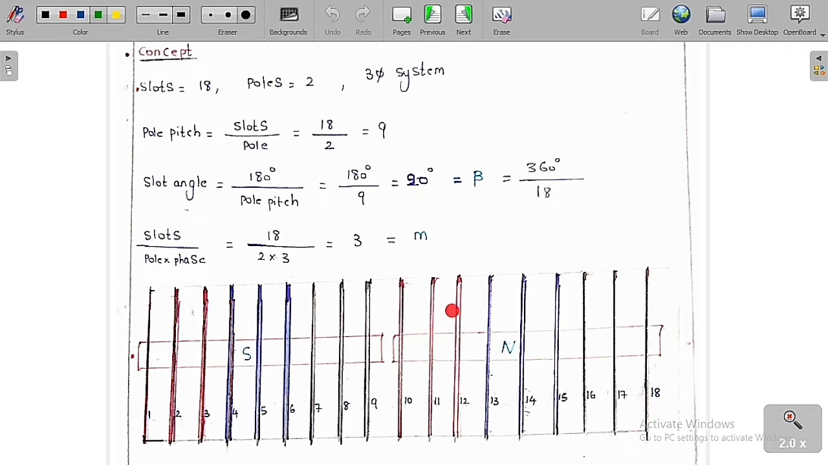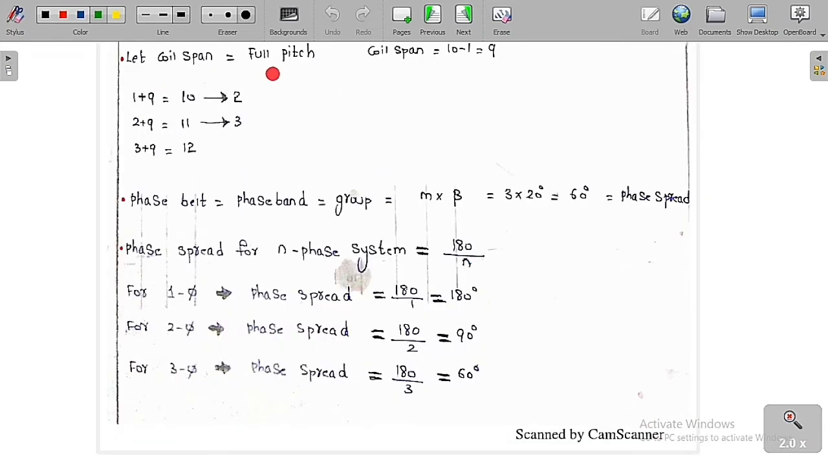Similarly, here also, these three slots for phase A, these three slots for phase B, and these three slots for phase C. So let me assume the coil span is equal to full pitch. What I told you, I am going to do the connection in such a manner, which is a full pitch winding. So I am going to assume the coil span is equal to full pitch. I already told you the full pitch is nothing but 9. So you have to connect from 1 plus 9 is equal to 10, because 10 minus 1 is simply 9. Therefore, we have to connect the conductor in slot 1 to the conductor in slot 10.